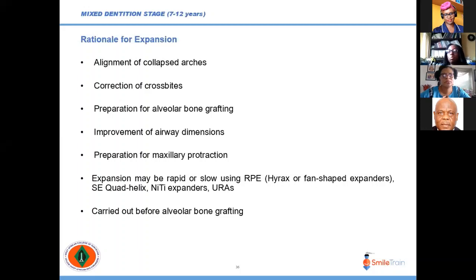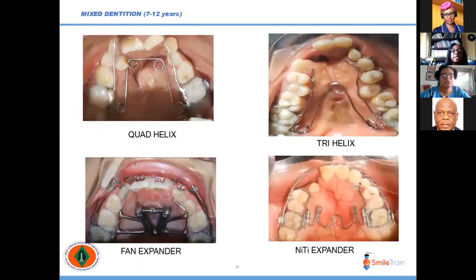Now, expansion can be either rapid or slow. Rapid uses the hyrax or the fan-shaped expander, whereas slow utilizes the quad helix, Nitai expander or upper removable appliances. And this expansion is usually carried out before alveolar bone grafting.